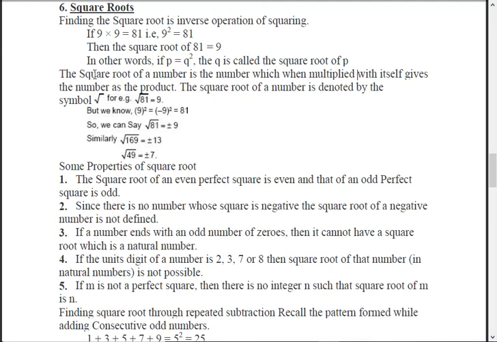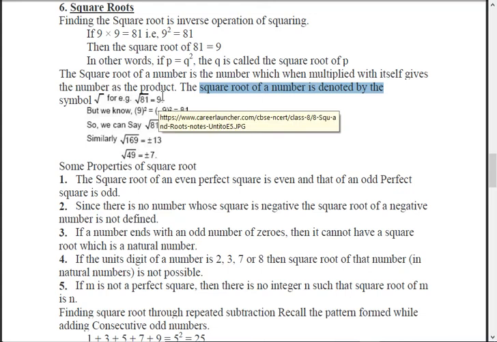So what is a square root? A square root of a number is a number which when multiplied with itself gives the number as a product. See, when this 9 is multiplied with itself, it will give you the number as a product. The square root of a number is denoted by this square root sign. Square root can be positive or negative. Means minus 9 square is also 81 and plus 9 square is also 81.